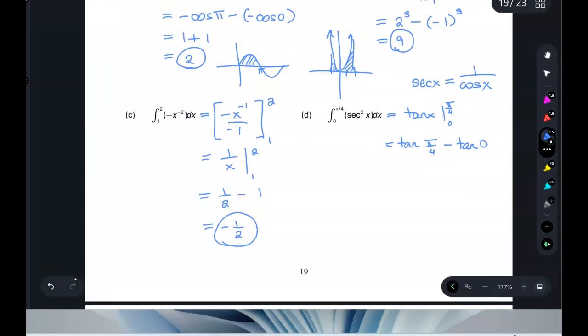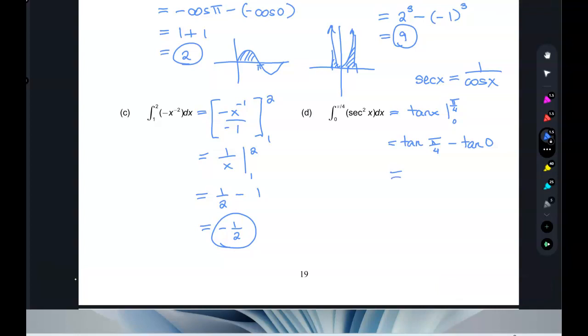Okay. All right. Tangent of pi over 4 is 1, minus 0, so just 1.